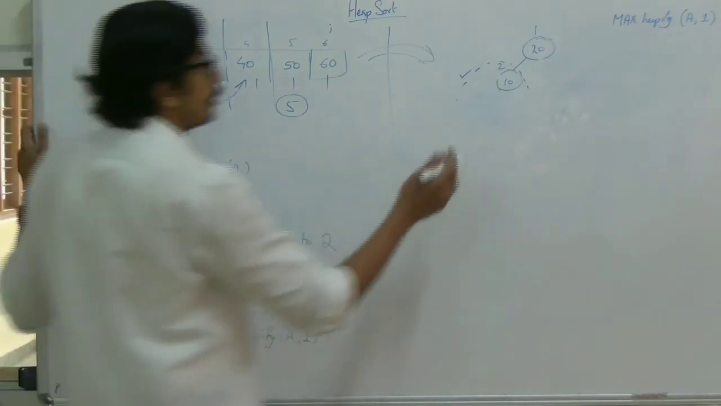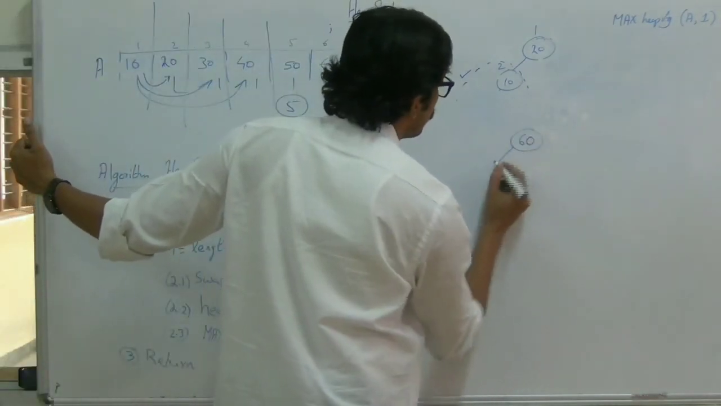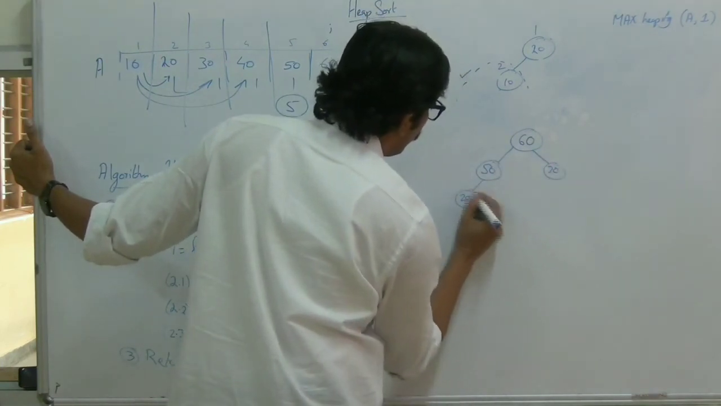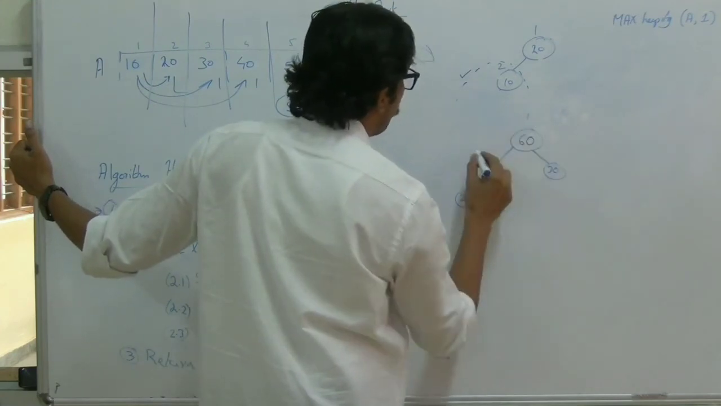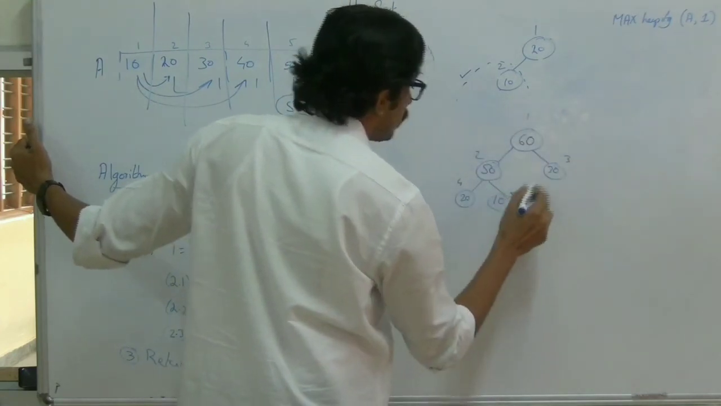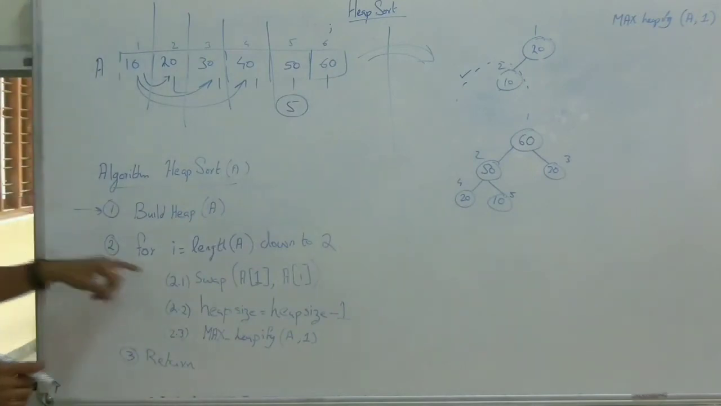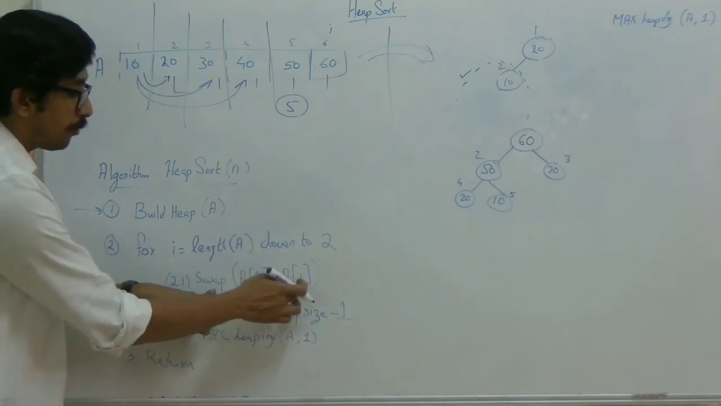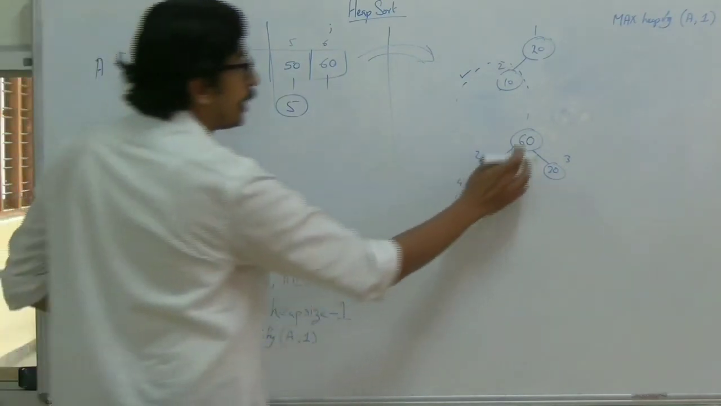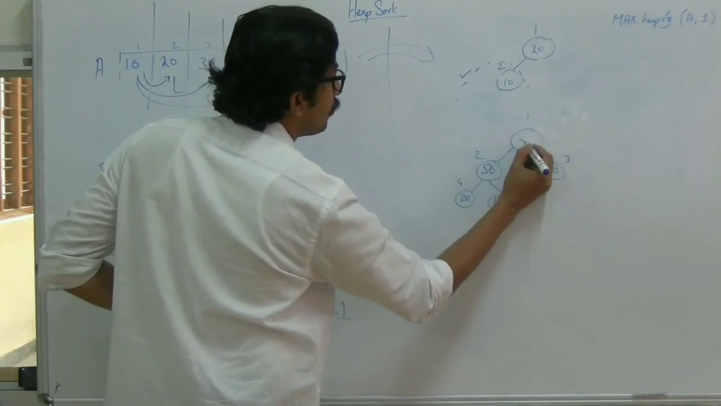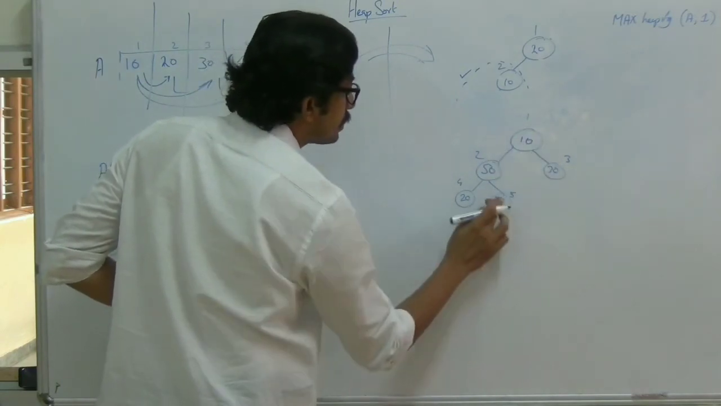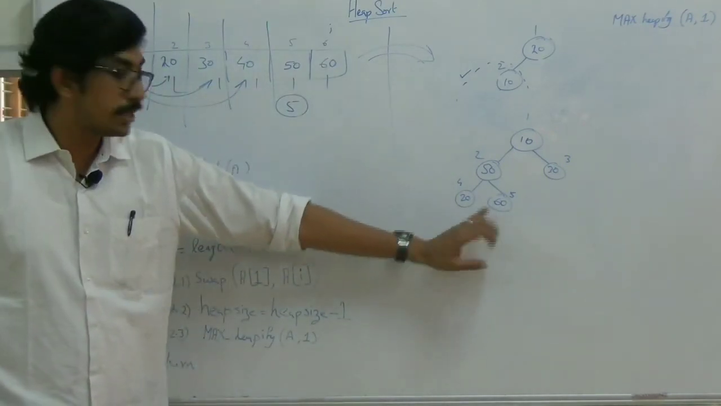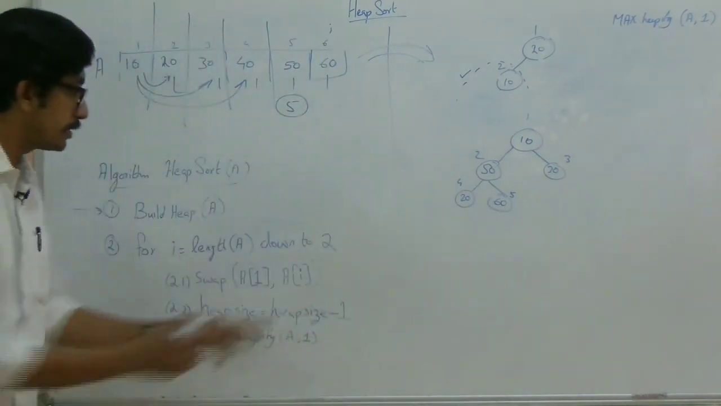I'll just draw another max heap. Suppose this is the case: 50, 30, 20, 10. Suppose this was the max heap. Initially, the I value will be equal to 5. Then we are going to swap A of 1 and A of I. That is, 10 will come over here and 60 will be over here. So in your array, the fifth index will be 60. The largest element has got sorted. So that is this line.